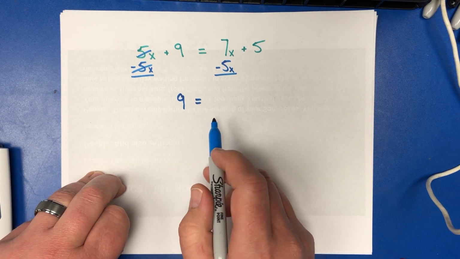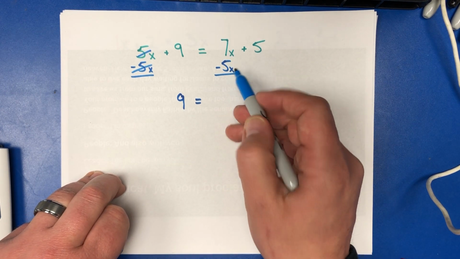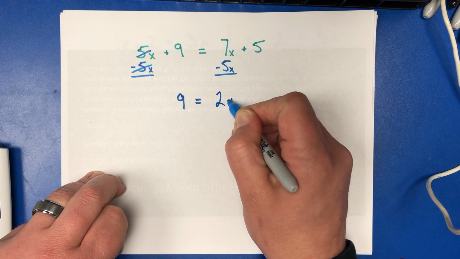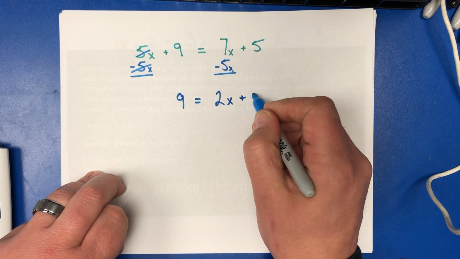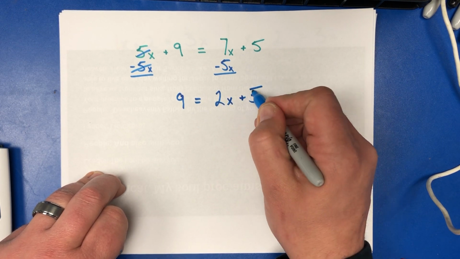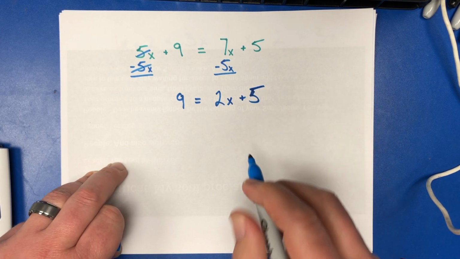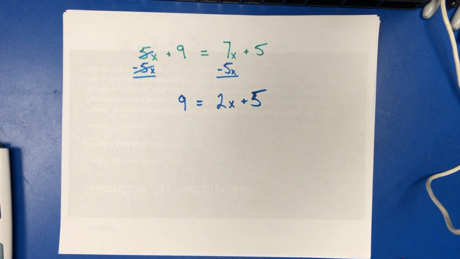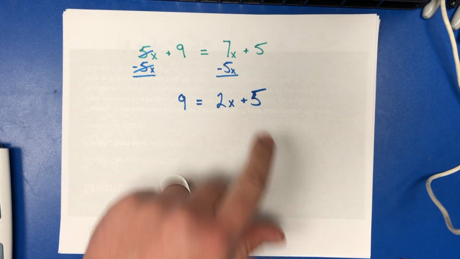and then on the right side, we're going to get to what it's equal to. 7x's minus 5x's, that's 2x's that are left. The plus 5 is still there. And now I'm left with 9 is equal to 2x plus 5.